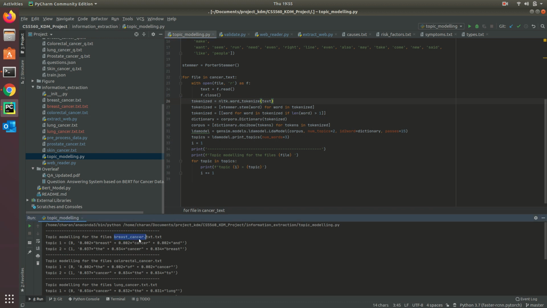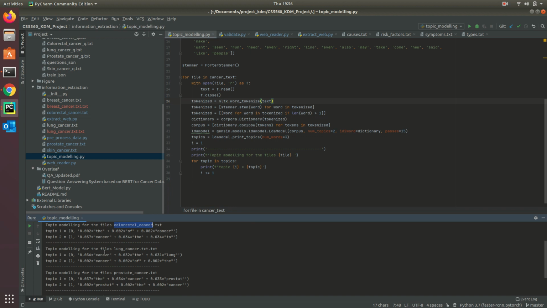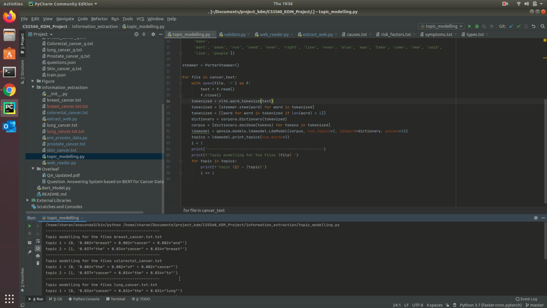For the cancer text, it speaks about breast cancer, and for colorectal cancer, it talks about cancer but not colorectal. For lung cancer, it talks about lung cancer, for prostate cancer, it does talk about prostate cancer, and for skin cancer, it does talk about skin cancer. So more or less, this technique has been effective in terms of understanding the topics, except in one case, which is colorectal cancer.